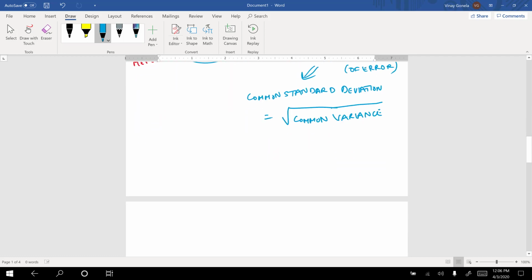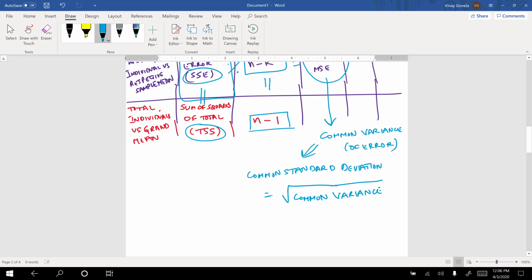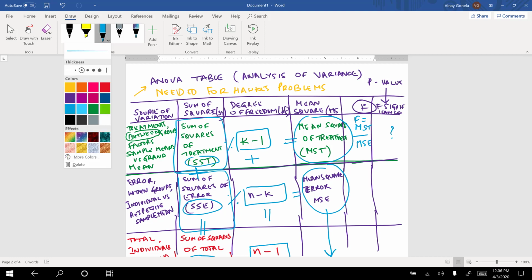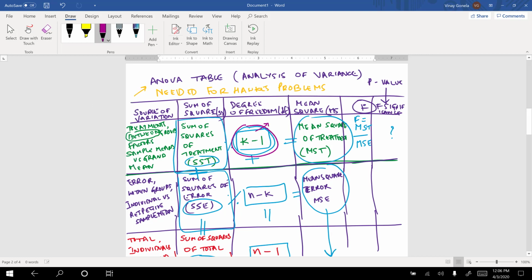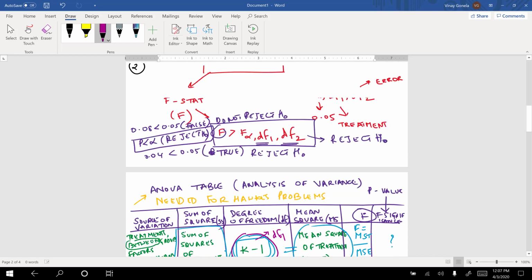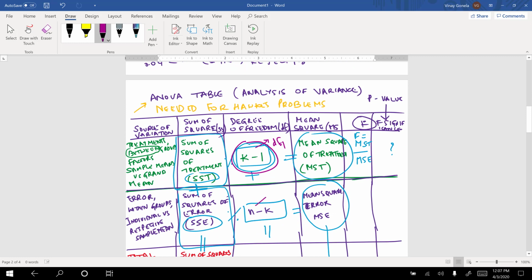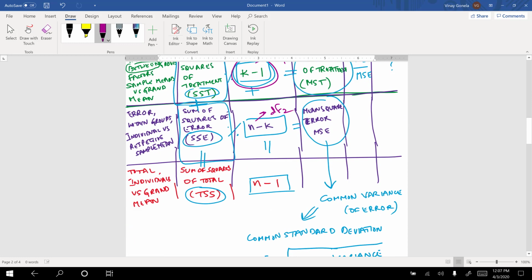So I will try to take a problem and try to use the ANOVA to do hypothesis testing. And then if you see this k minus 1 degree of freedom, this is very important. This k minus 1 represents the degree of freedom 1. And this is degree of freedom 2. So you will take degree of freedom 2 from the error. So those are the values where it is coming from.